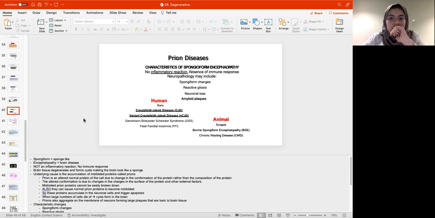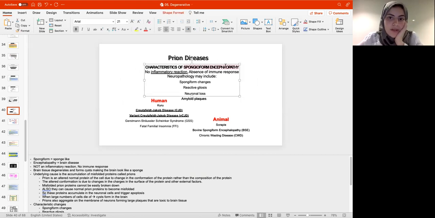Now, prion. Okay, so prion disease. A name for prion disease is basically spongiform encephalopathy. And what that means: spongiform, sponge, it looks like a sponge. Encephalopathy, brain, disease in the brain. So basically in prion diseases, their brain looks like a sponge, and it's basically because of multiple cysts being formed due to this degeneration process that happens in prion disease.